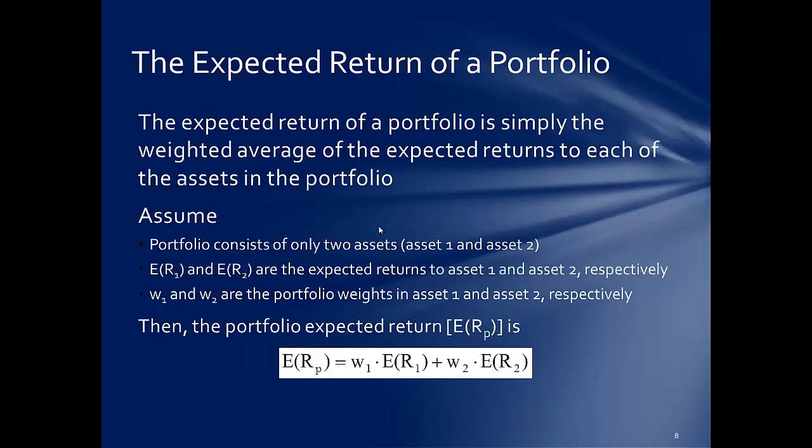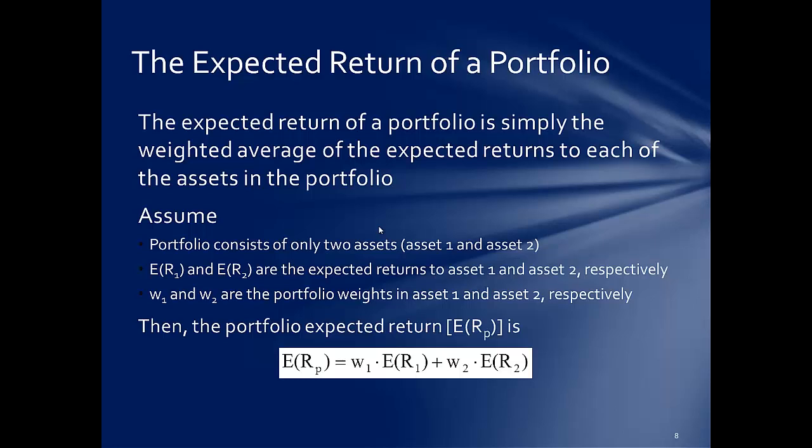We remember from previous instruction that the expected return of a portfolio is simply the weighted average of the expected returns to each of the assets in the portfolio. So if we assume a portfolio consists of only 2 assets, and if expected return 1 and expected return 2 represent the expected returns to those 2 assets respectively, and if we assume that W1 and W2 are the portfolio weights, then the portfolio expected return can be represented this way.